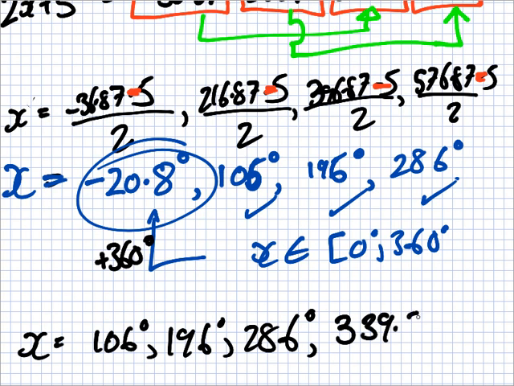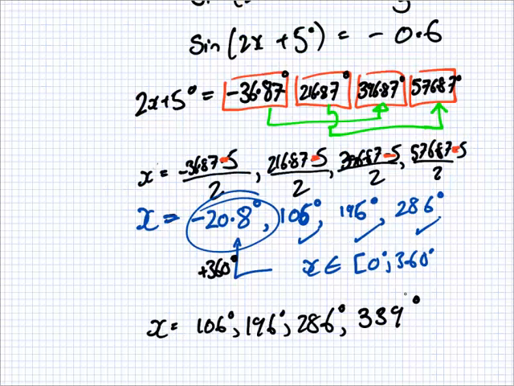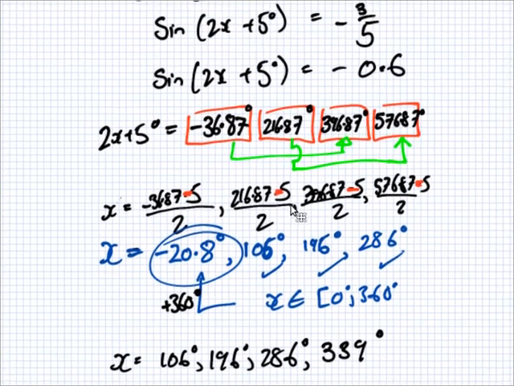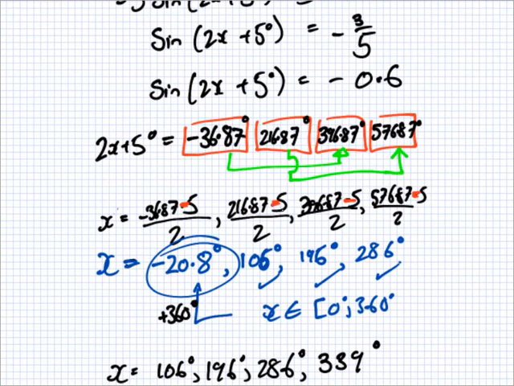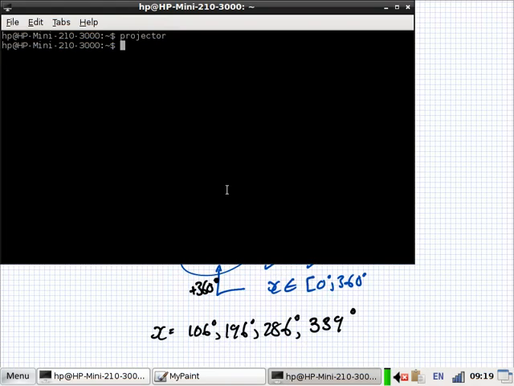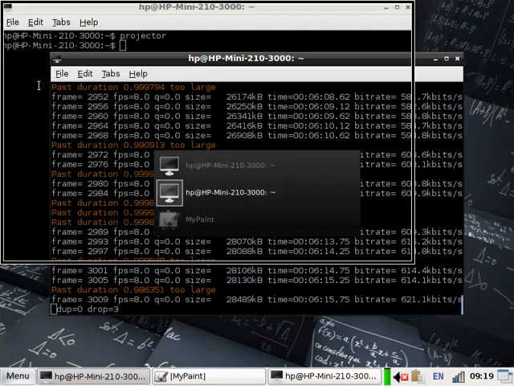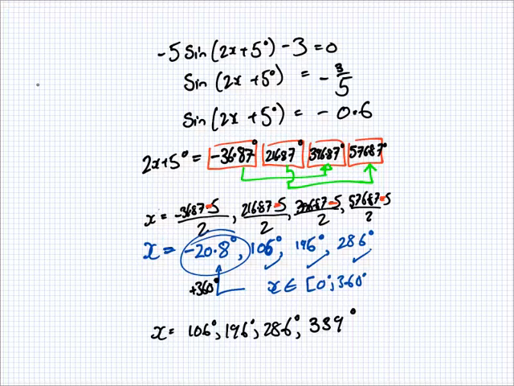339.2? Is that right? Did I do that right? Yeah. So that's then 339 degrees then. Yeah, 339. Isn't it? This is right, isn't it? Yeah.